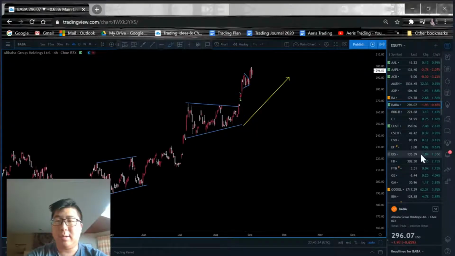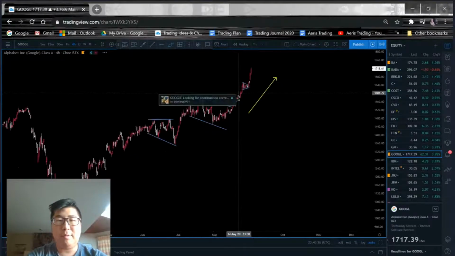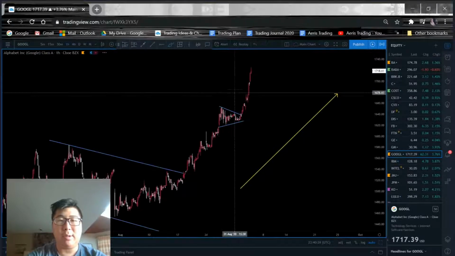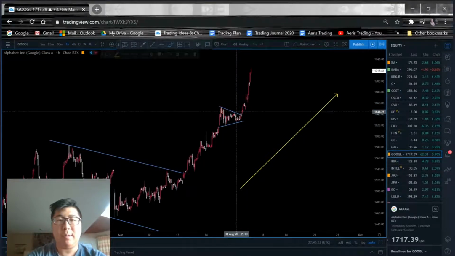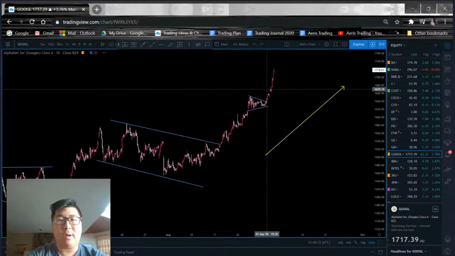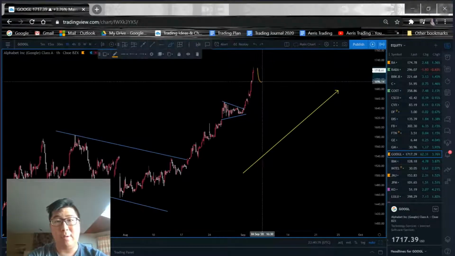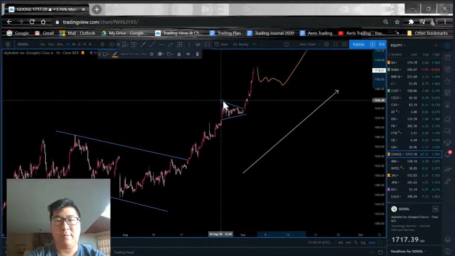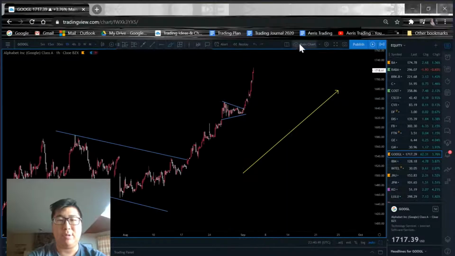Let's look at Google. Google had moved. Yeah, I made a post here. This was a continuation structure here, and price continued to move up. So I do see this is good. If you want to get in the trade, then wait for the next correction, something like this, potentially pushing the price up.